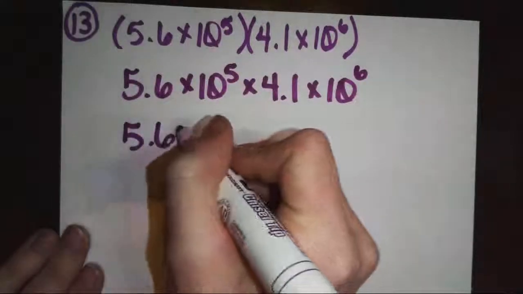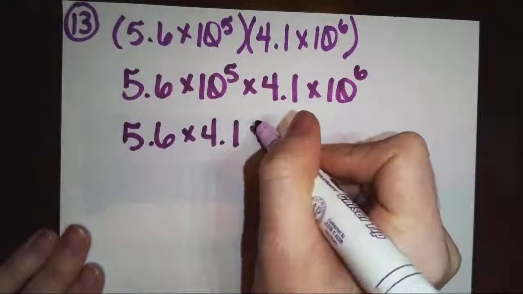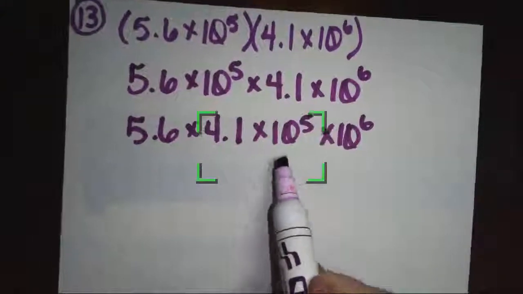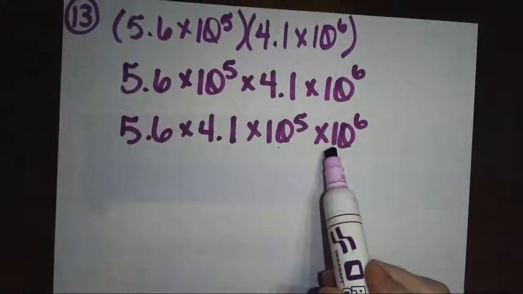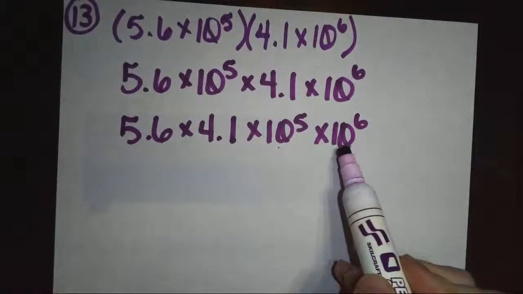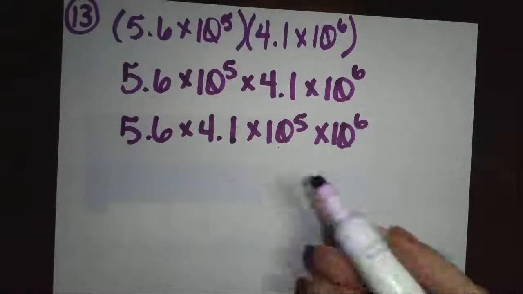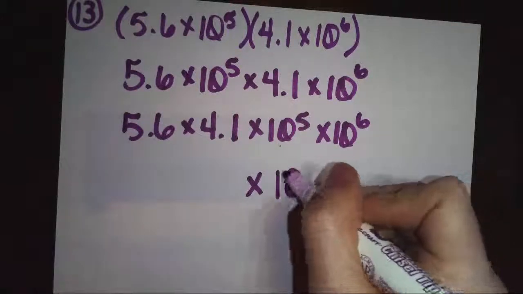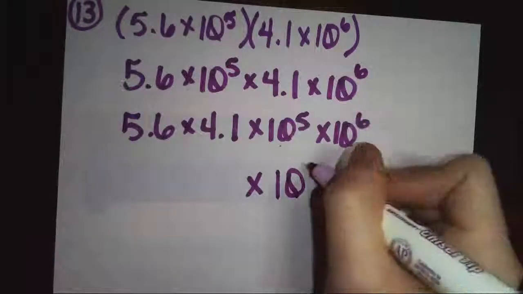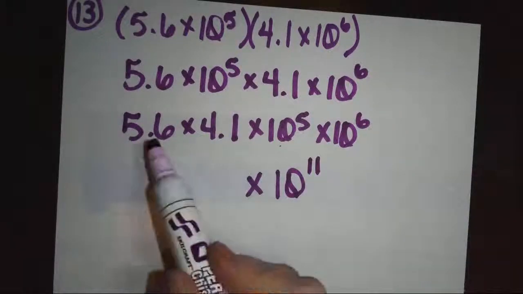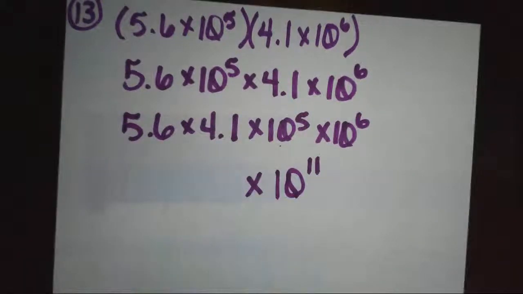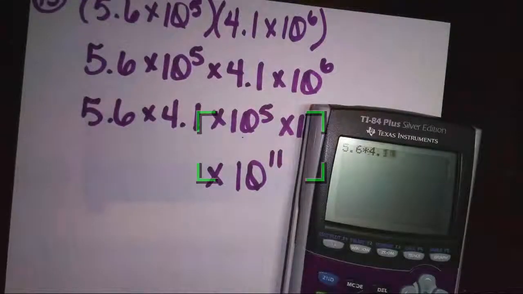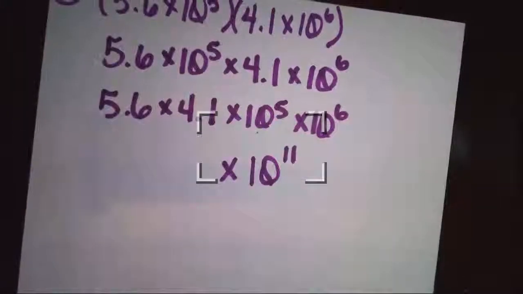So 5.6 times 4.1 times 10 to the fifth times 10 to the sixth. Now notice right here we have like bases. It's kind of like if we had x to the fifth and x to the sixth. If we were going to do that, we would just add their exponents. So that's what we're going to do with that 10 to the fifth and 10 to the sixth. We still have 10, and we're going to add their exponents, 5 plus 6, to get 11. Then over here, we're going to multiply 5.6 times 4.1. So when we do that on our handy-dandy calculator, we get 22.96.